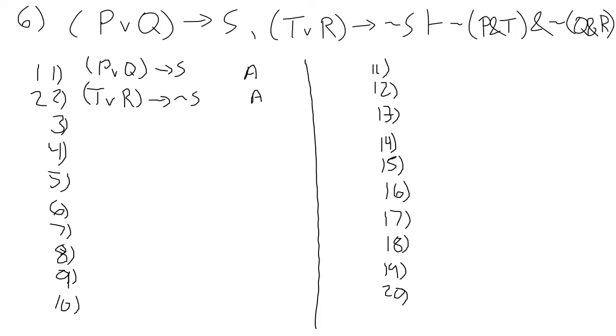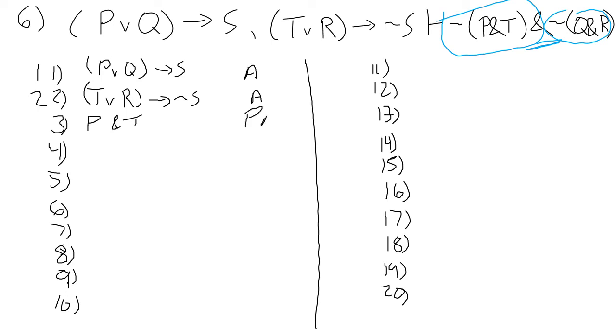Here in 6, our main operator in our conclusion is ampersand. So we need to prove this side, and then we need to prove this side, and then we'll put them together at the very end. So to prove this, let's just start with the tilde p and t. How do we prove a tilde? Well, we assume its opposite, and we look to build a contradiction.